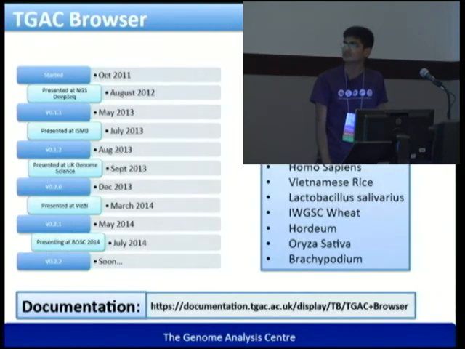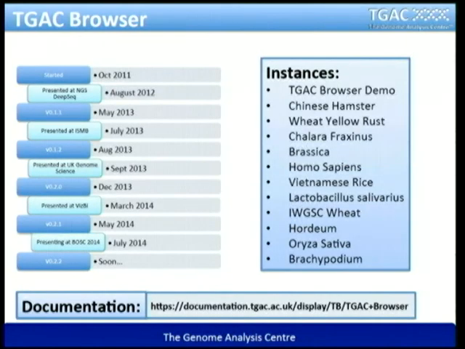The timeline: it's been almost 3 years of development of the TGAC browser. We presented at different conferences, and different versions are out. Version 2.2 will be out soon. These are the open instances on the TGAC browser website. We have full documentation on how to use it, how to install it, and how to get the TGAC browser. You can always email us, and we can help you set up the browser.